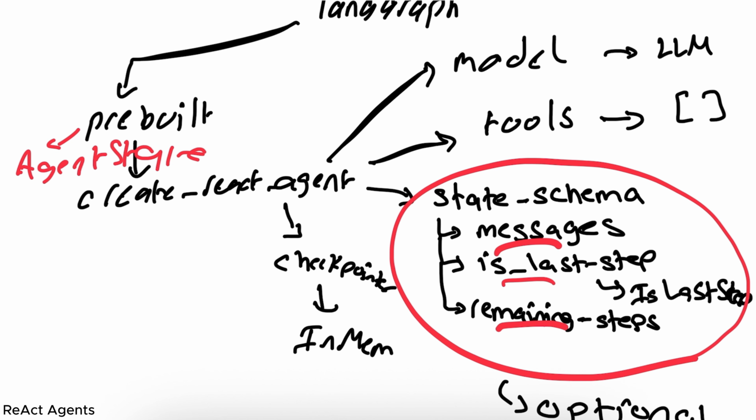To simplify it, there are different types. One of them is the in-memory saver, there is the SQLite saver, and there is the Postgres saver.